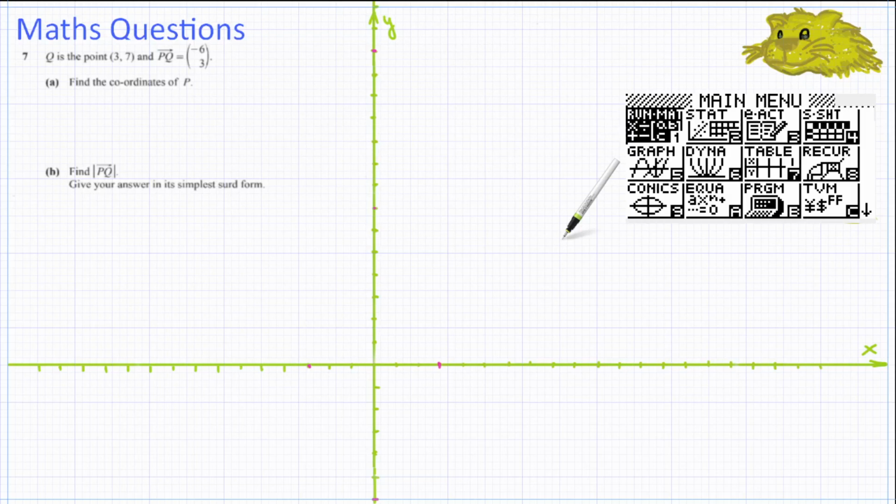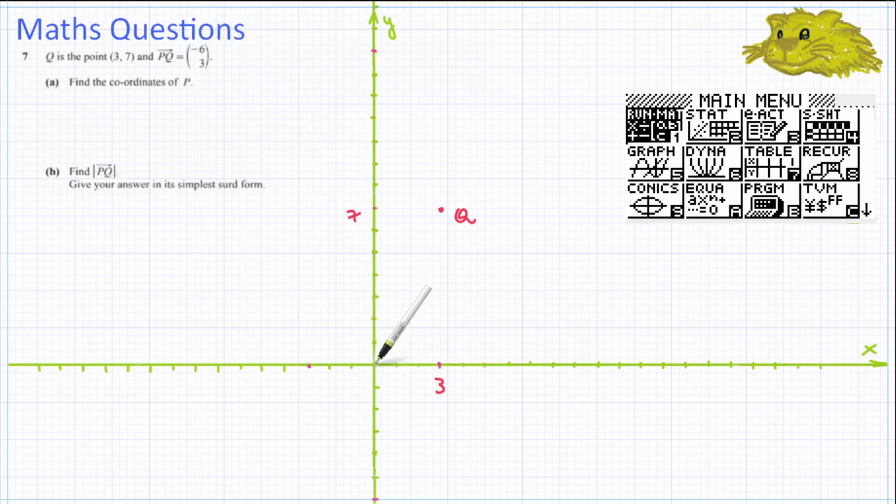Here we go with another IGCSE question, and this one is about vectors. We're given a point with coordinates 3 and 7. So, this is our point Q. We're also given a vector, PQ, which is -6 and 3.